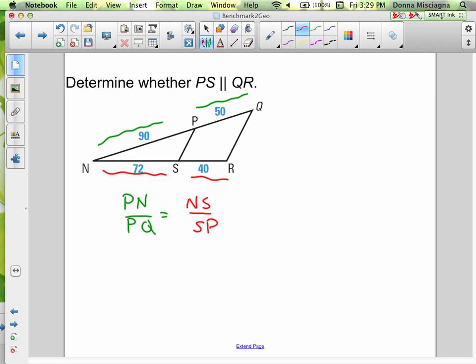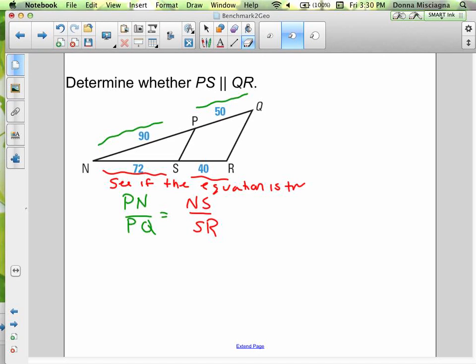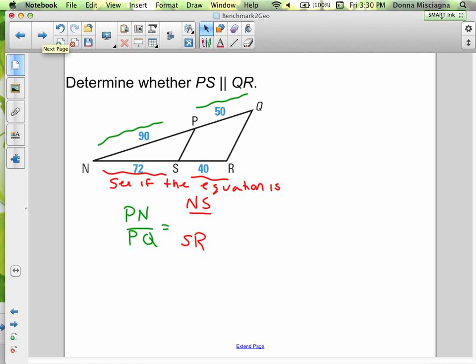SR. Now you can do this one of two ways. Here's way number one. We're going to see if the equation is true. In other words, do we get the same thing on both sides? So for instance, if I got 1/2 equals 1/2, well, that would be a true statement.